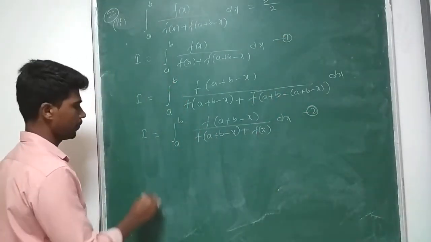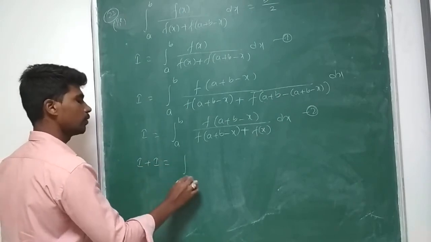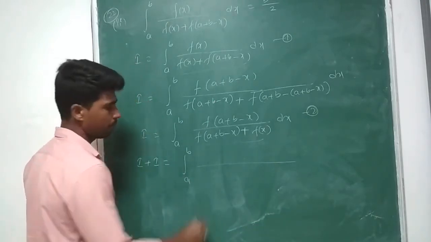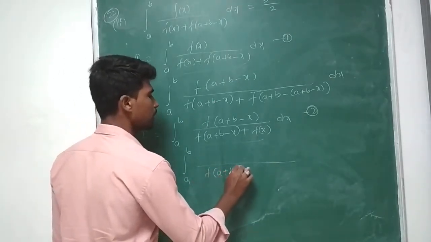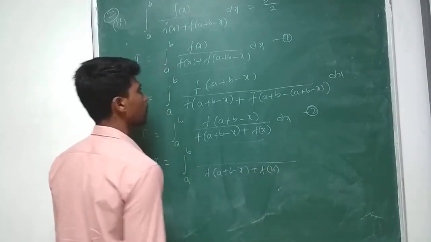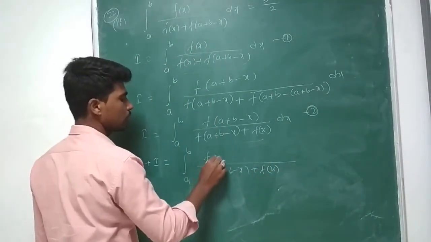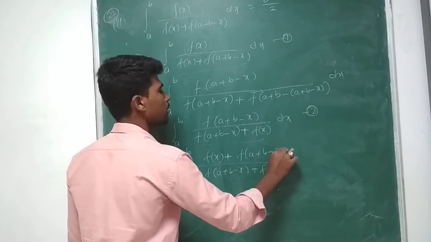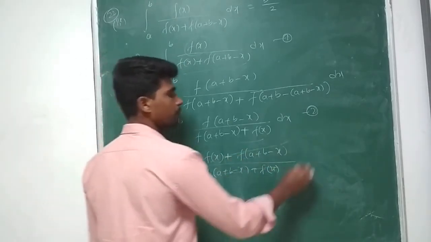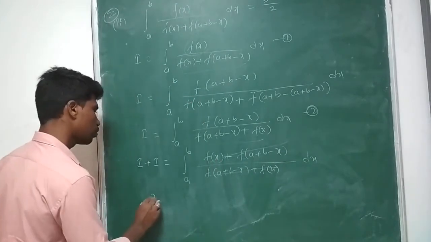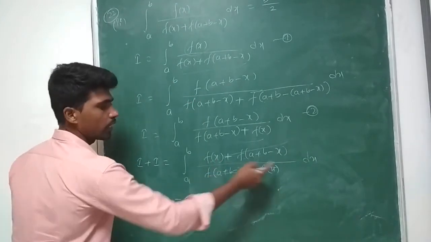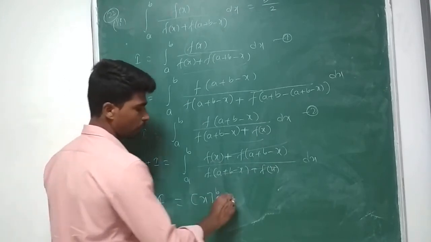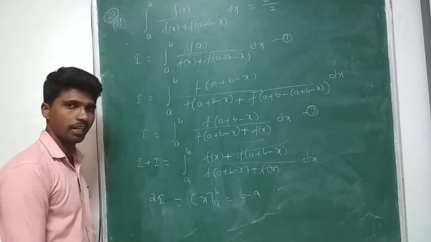Add 1 and 2, so I get I plus I is equal to integral a to b. Check the denominators, both are the same, so I take the same denominator, which is f of a plus b minus x plus f of x, and the first one's numerator is f of x, plus the second one's numerator is f of a plus b minus x, so both get cancelled, so I get 1 dx. So 2I is equal to integral of 1 dx, which is x, with limits a to b. Now after applying the limits, I get b minus a.